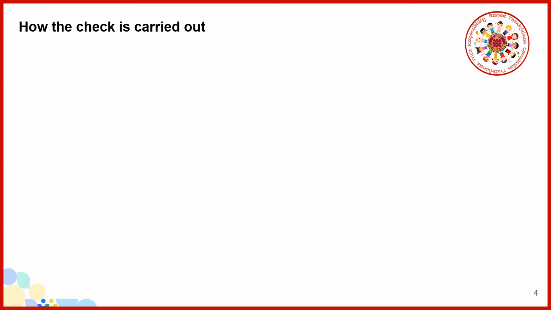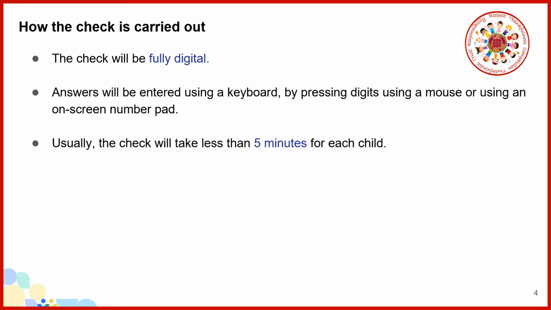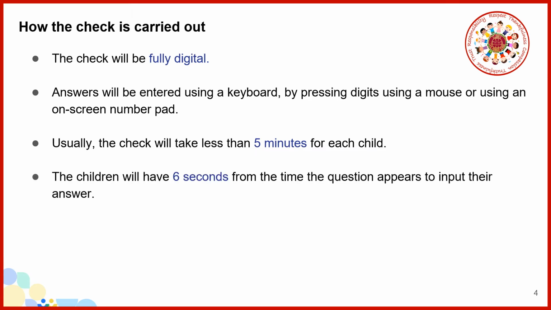How the check is carried out. The check will be fully digital. The answers will be entered using a keyboard, by pressing digits using a mouse, or using an on-screen number pad. Usually the check will take less than 5 minutes for each child. The children will have 6 seconds from the time the question appears to input their answer. So at the end of that 6 seconds, whatever is in the answer box will be submitted. For example, if they wanted to type 144, but only typed the first 2 digits, the answer submitted would be 14.